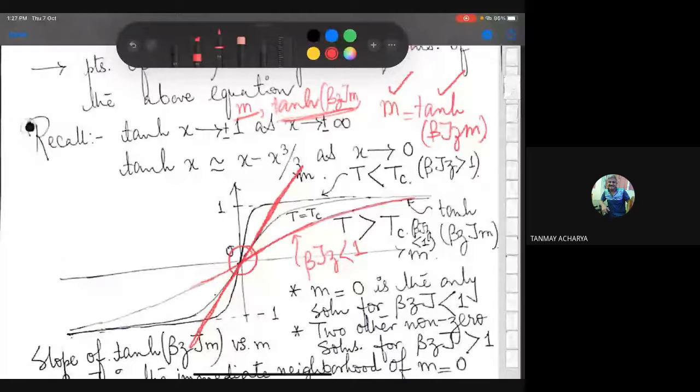This curve is for beta jz smaller than 1. This curve and the curve m equal to m has just one common intersection, which is m equal to 0. So, m equal to 0 is the solution if beta jz is smaller than 1. Happy?